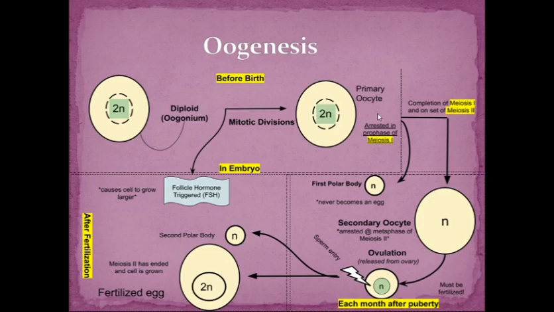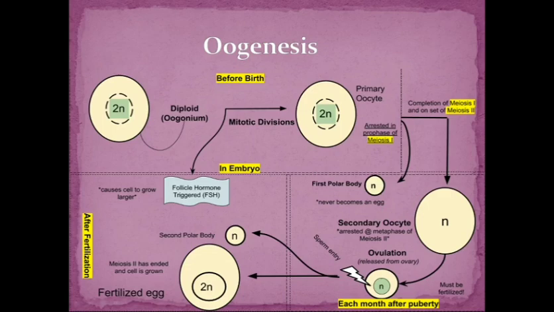Okay, now the primary oocyte completes meiosis 1 at puberty, when the female baby attains puberty. Meiosis 1 will be completed and meiosis 2 just begins. As a result of completion of meiosis 1, there will be the formation of two cells: one large cell which is called the secondary oocyte and a small cell which is called the first polar body. This polar body never becomes an egg. What happens to the polar body is not known much, but it is believed that it degenerates.